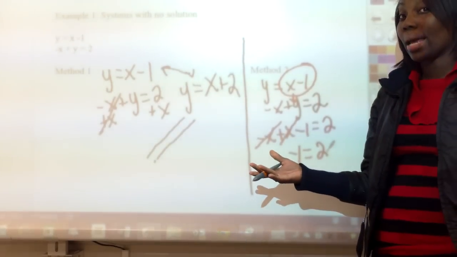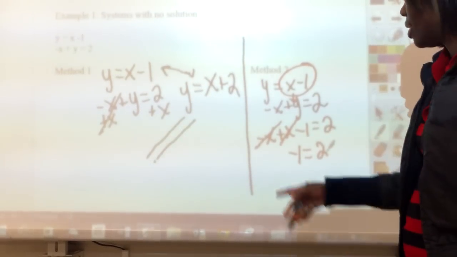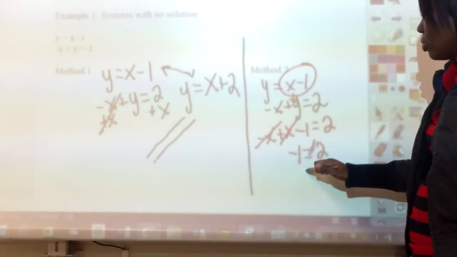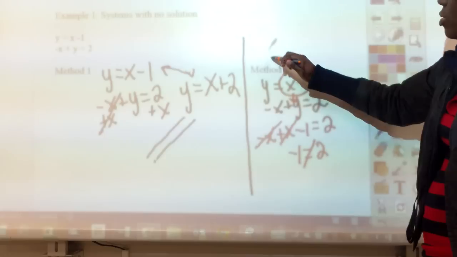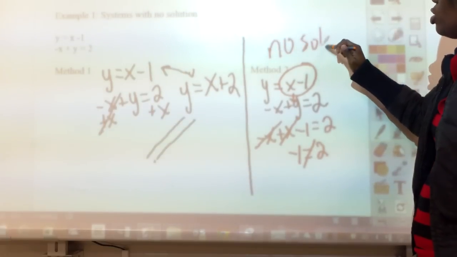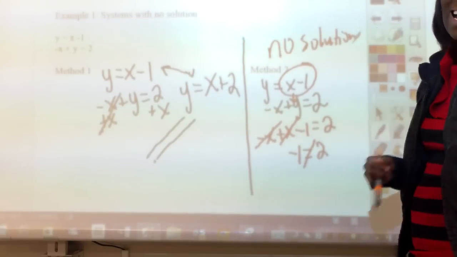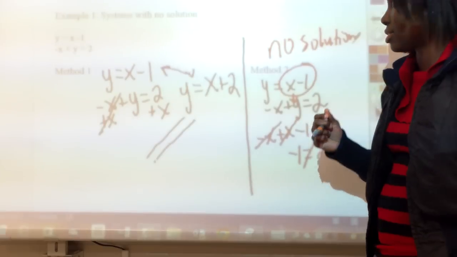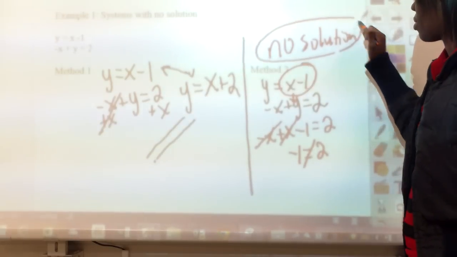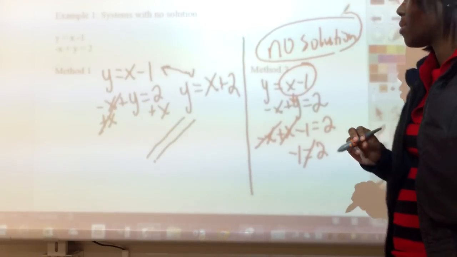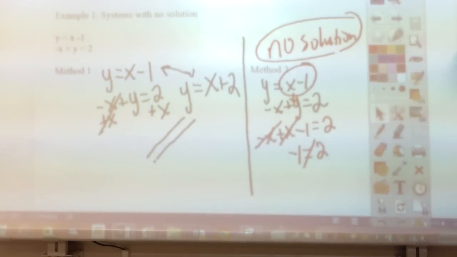And is that a true statement? No, it is not. Negative 1 is not equal to 2. So this would be an answer where it would be no solution. And it is an inconsistent system. Everybody got that? All right.